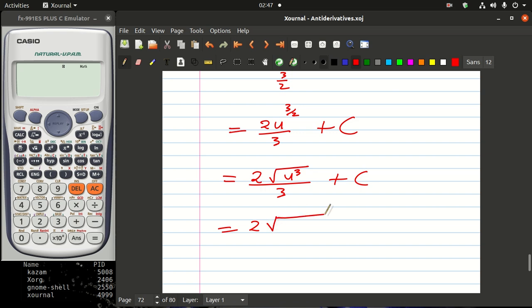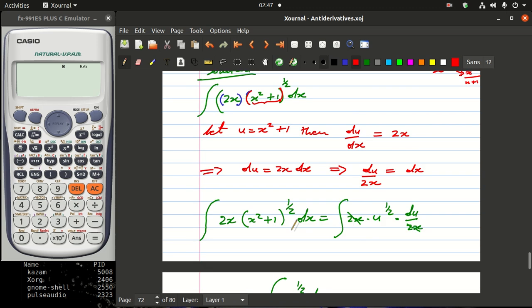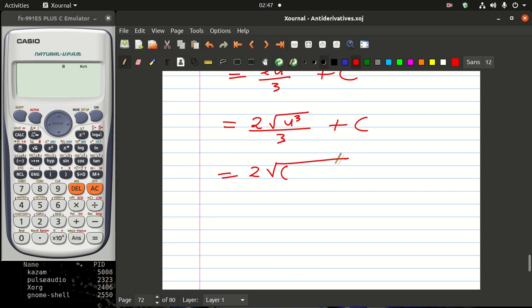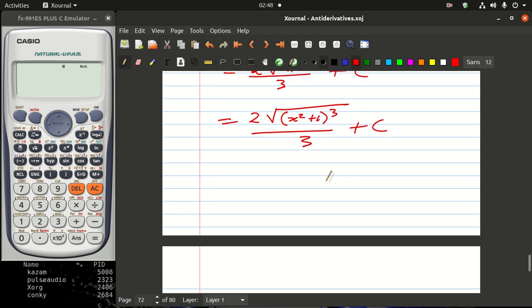or simply put, you have a 2, the square root, and then inside here, what was our u? Remember that our u was x squared plus 1. So this is going to be an x squared plus 1 cubed all over a 3 plus a c. That is actually going to be the solution of the first example. So I hope you can see how to actually proceed with this example.